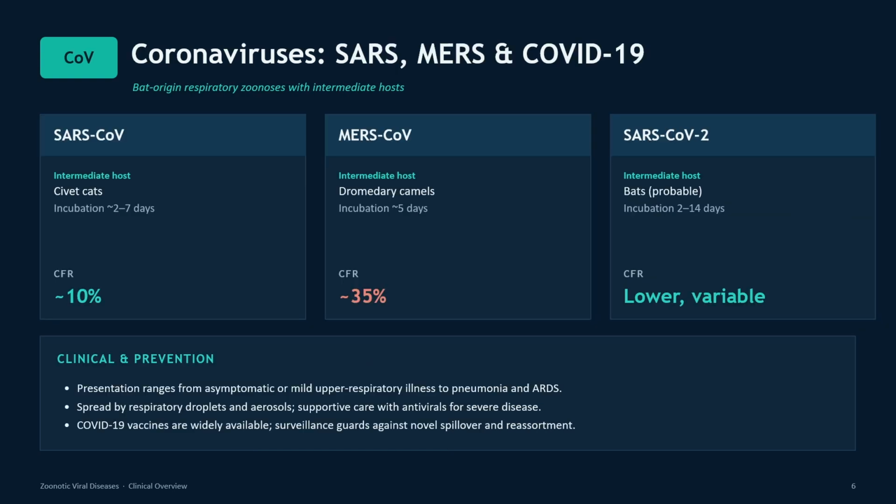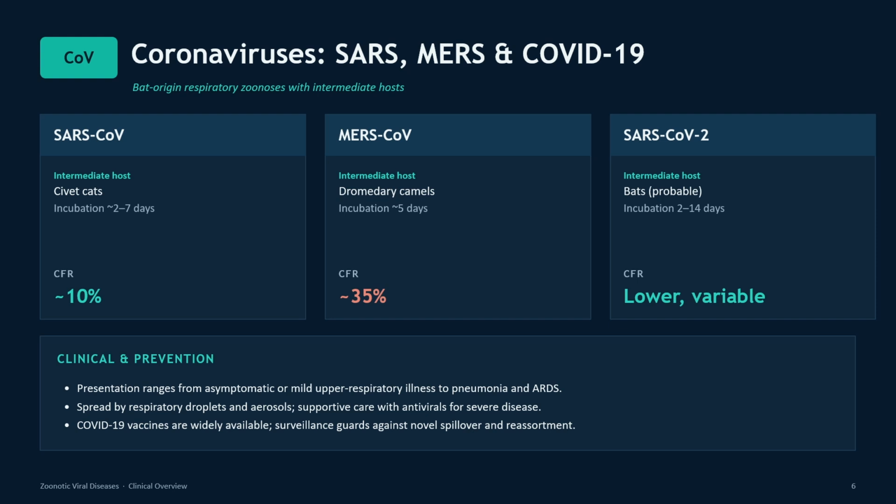Coronaviruses probably need no introduction after the last few years. All three of the big ones, SARS, MERS, and the COVID virus, trace back to bats, usually through an intermediate animal, civet cat for SARS, camels for MERS. Notice how the fatality rates differ wildly. SARS around 10%, MERS a brutal 35%, and COVID much lower, but far more transmissible. And that combination is exactly what made it a pandemic.